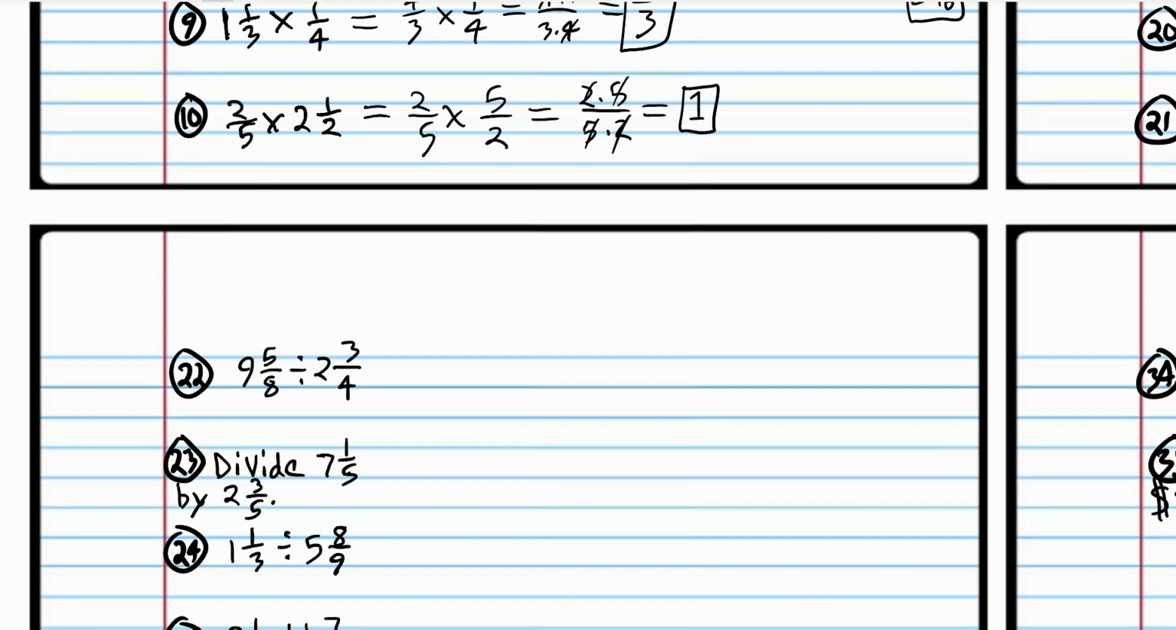All right, 22. Try that one, and when you come back, we'll do it together. All right, we're back. Sheesh, these numbers seem pretty big.